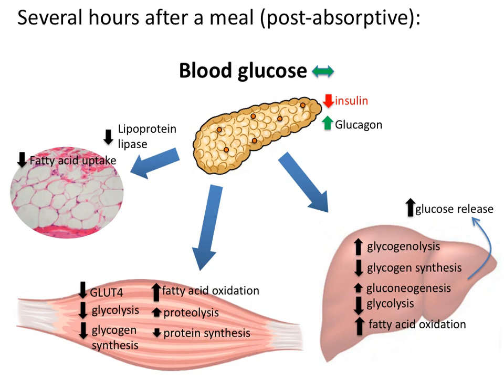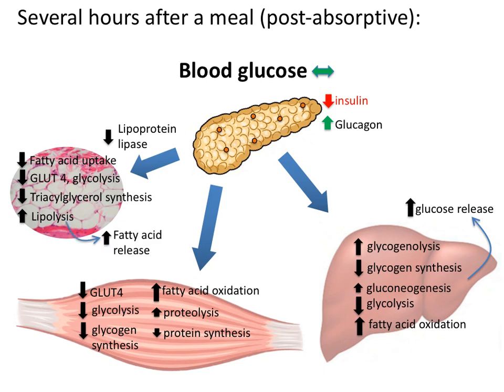In adipose tissue, lipoprotein lipase activity drops and fatty acid uptake decreases with this lower insulin signaling. GLUT4 transporters are re-internalized into the adipocytes and glycolysis decreases. Triacylglycerol synthesis is inhibited, while now lipolysis is activated. So hormone-sensitive lipase and the other lipases within adipocytes are activated to begin releasing free fatty acids into the blood. And it's this increase in free fatty acids in the blood that allows muscle, liver, and many other tissues to increase their amount of fatty acid oxidation.